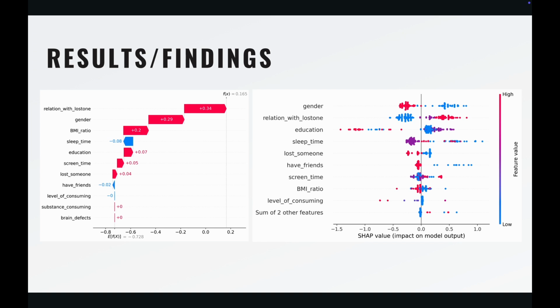The second factor, which in the first graph we saw was heavily impacting our final result, is the relation with a lost one. If a person has not lost someone, then they are less likely to get mental health issues. But if they have lost someone they were very close with, then they are more likely to get mental health issues.